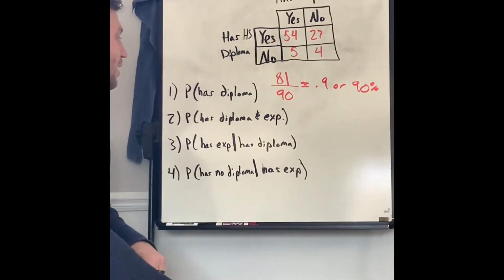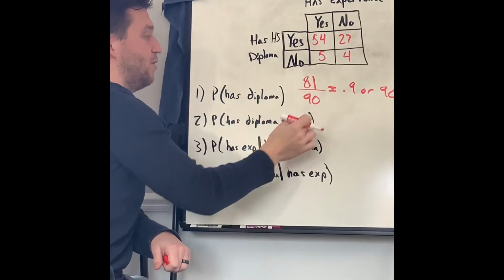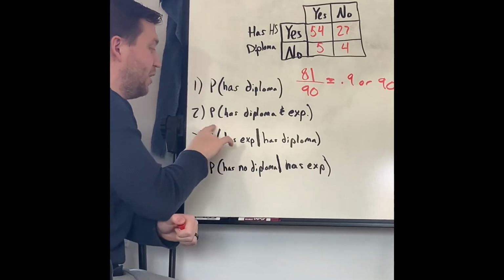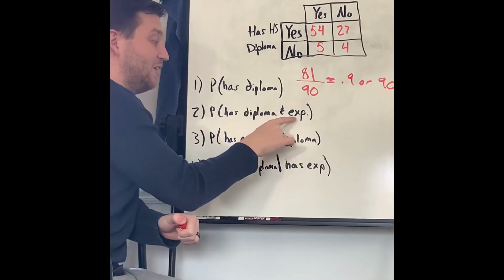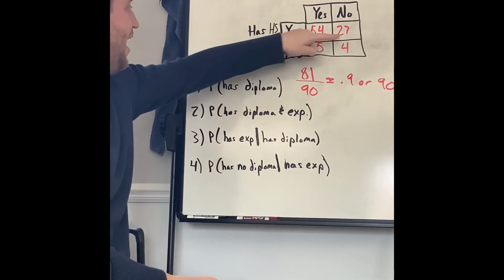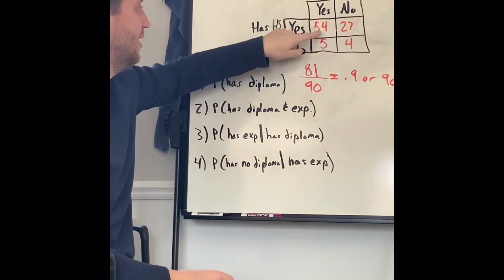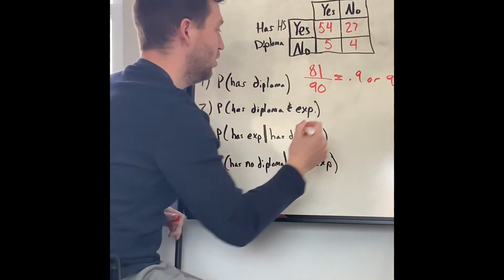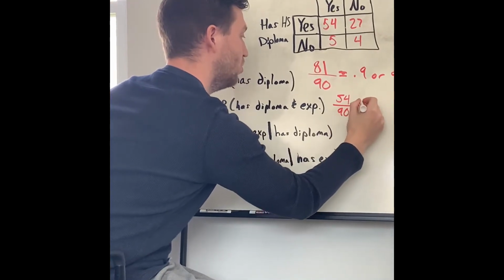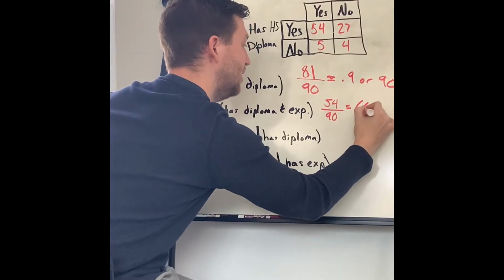All right, has a diploma would be this row right here. Add them together, that gives us 81 out of 90 total. Let's look at number 2. The probability that someone has a diploma and experience, okay? So when I look at this, I want to say, okay, well, here's the people that have a diploma, but now out of those people, how many of them have experience? Not this side, it's got to be this side. So 54. So that would be 54 out of 90 people total, which I believe gives us, look at my notes, about 60%.